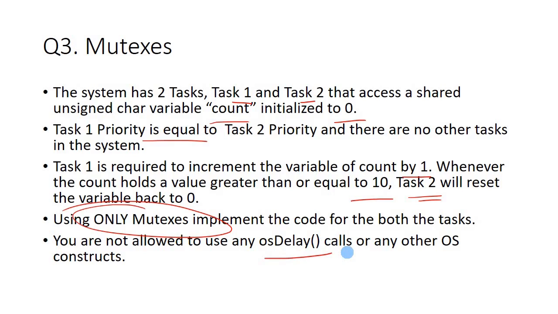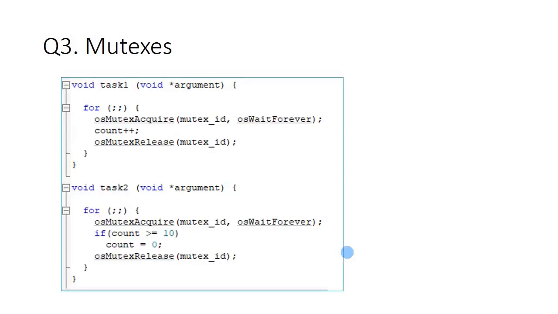So how do we go about doing this? This is actually quite straightforward from what we have already studied about mutexes. Since count is a shared variable, whenever I need to access count, I need to acquire the mutex and release the mutex. Same thing over here, I'm using count, so I acquire and then I release.